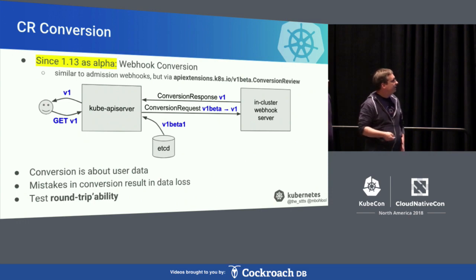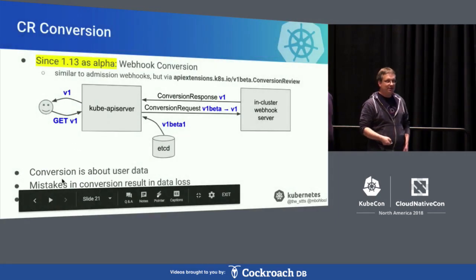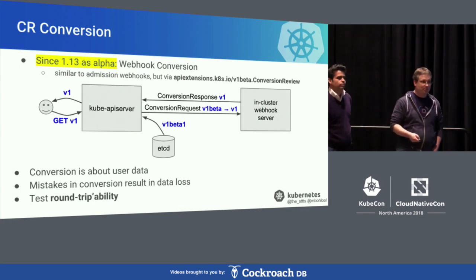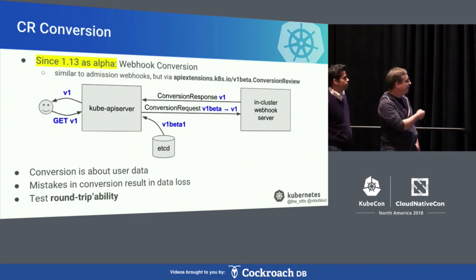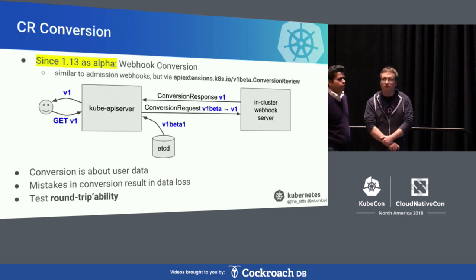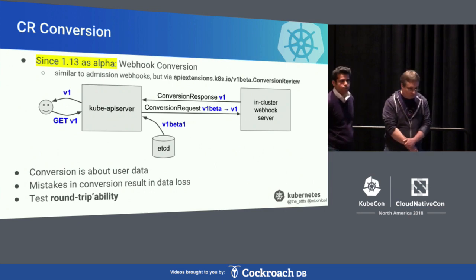You see the picture of the architecture, and it cannot be said often enough: conversion is not easy. It's hard to get it right, but it's about user data, so this is really important. So take care. Round-tripability is an important point here. And most of the discussion was around the declarative conversion.